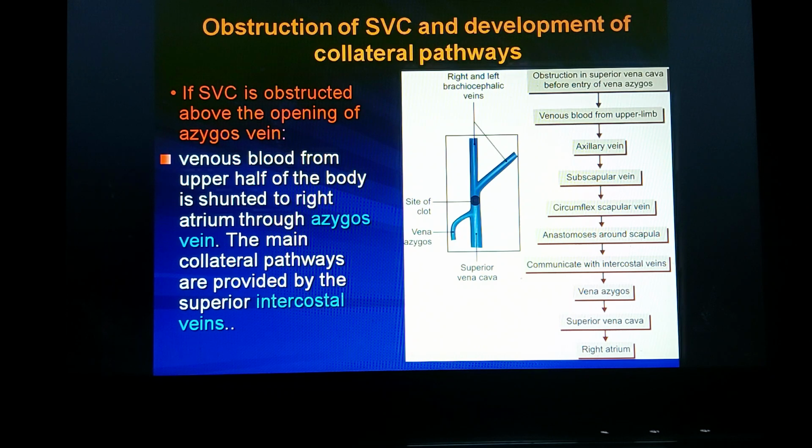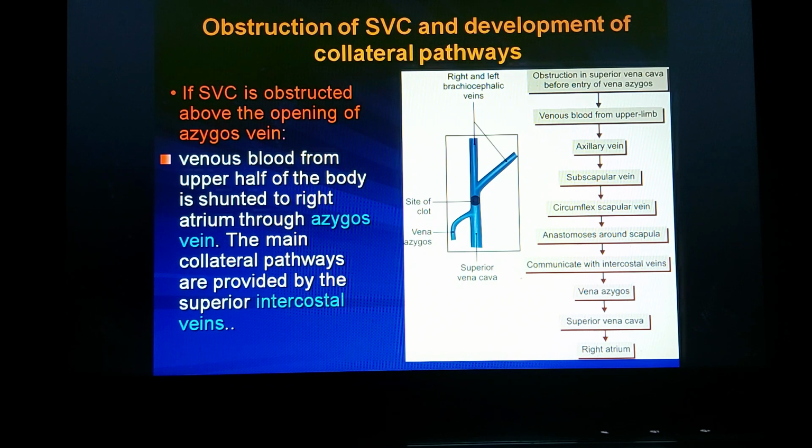Coming to the clinical anatomy, that is mainly obstructions of the superior vena cava. Two types of obstructions will be there. The first one is just above the opening of the azygos vein, and one more obstruction below the opening of the azygos vein into the superior vena cava. So, obstruction of the superior vena cava and development of collateral pathways.